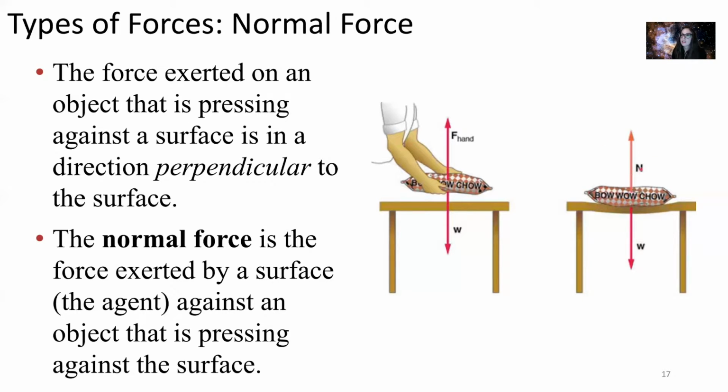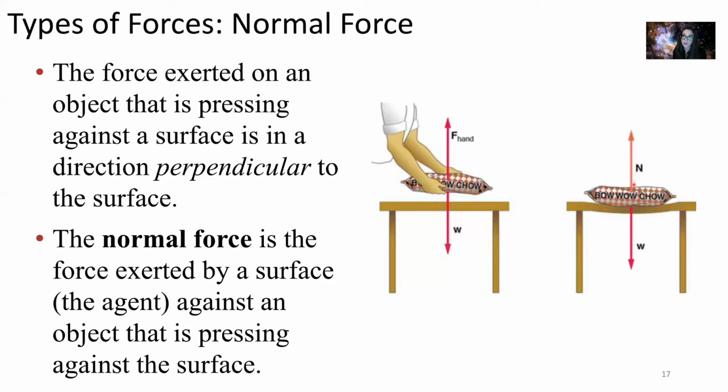Here they're representing the normal force as a capital N. Sometimes I represent it as a capital F with a little n subscript. The force exerted on an object that is pressing against the surface is in a direction perpendicular to that surface. So that's why we call it the normal force. The angle here between the normal force and the surface would be 90 degrees.